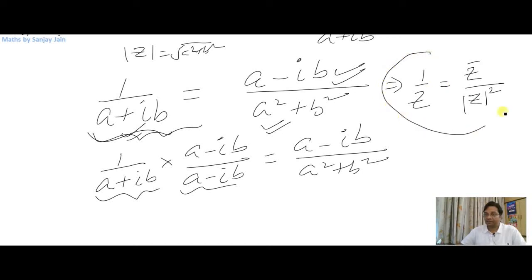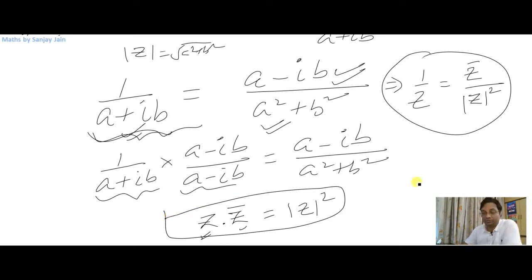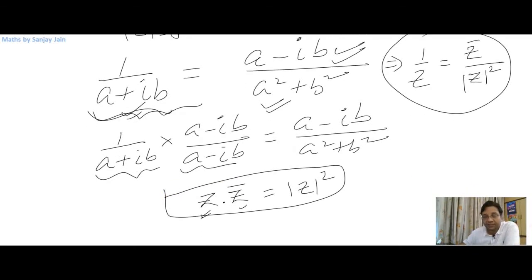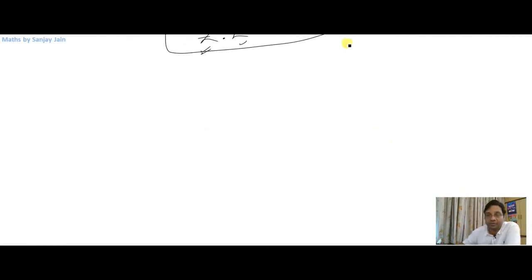So from here, what can you say about a complex number and its conjugate? The product of a complex number and its conjugate is equal to mod z squared. This is an important equation that you need to memorize. Another thing that we need to write is the properties of modulus, and then we will learn some identities. We already know those identities, we will just write them in complex numbers. Then the introduction part will be over and we will start the exercise.